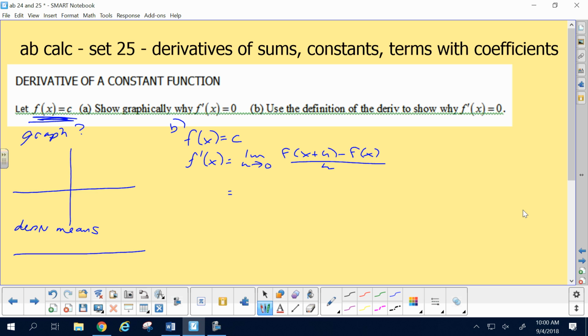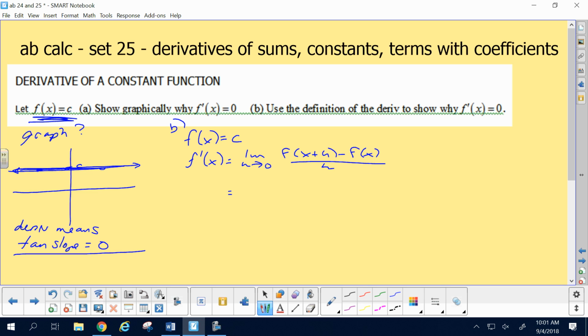Okay, so what does the graph of f of x equals a constant look like? Horizontal line, yes. Horizontal line, somewhere, wherever C is, okay? Great. How does that help me picture the derivative? Well, derivative graphically means the slope of the tangent. If I draw a tangent to any point here, it's always 0, so the tangent slope is always 0. That makes sense then, that the derivative of a constant function would be 0.